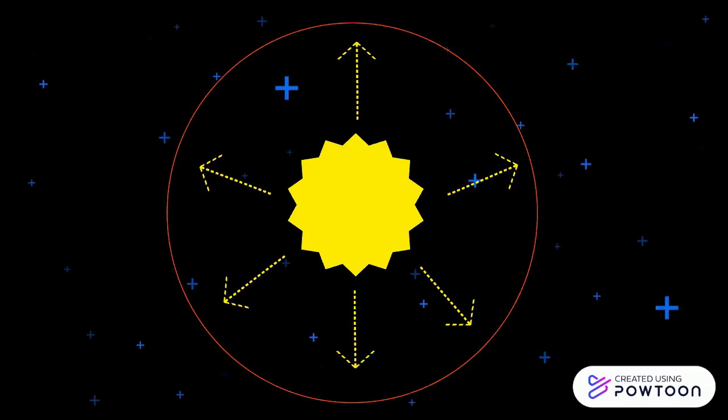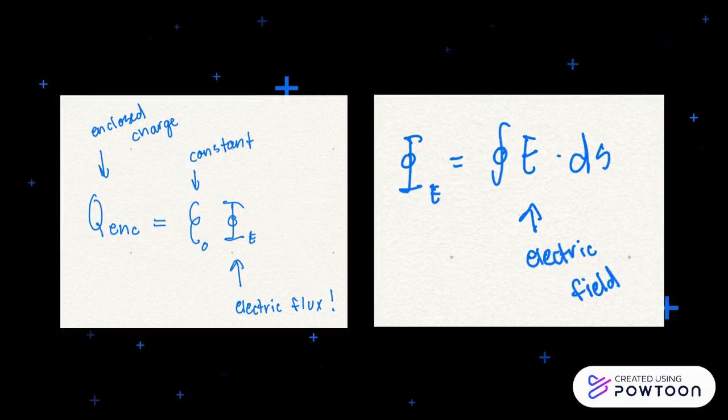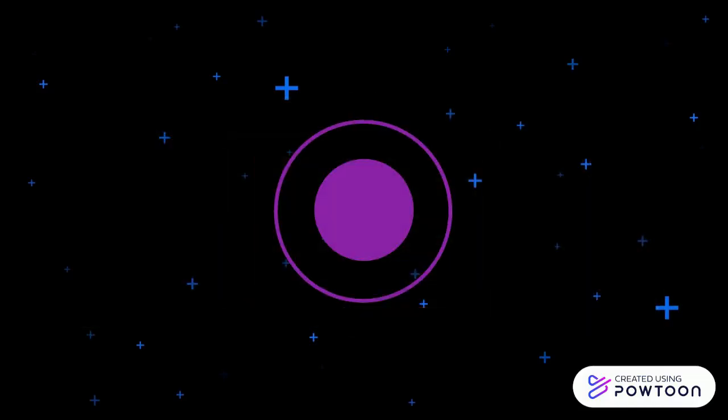Now we can use Gauss's law, which looks like this, to easily calculate the electric field at any distance from the charged object. For a sheet of charge, we'd use a Gaussian prism. For a circle, we'll use a sphere, and for a line of charge, we can use a cylinder.